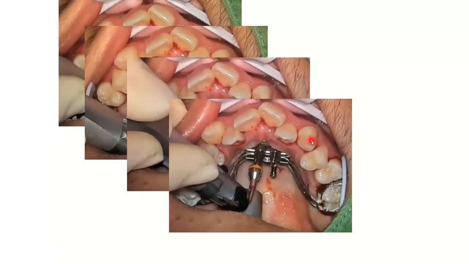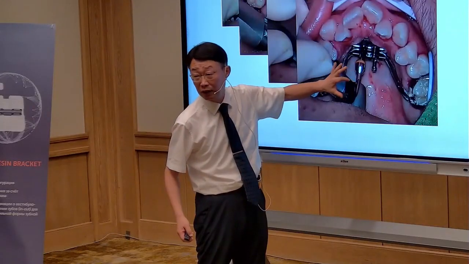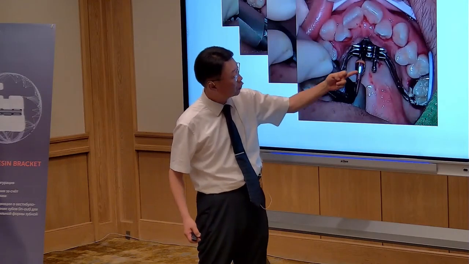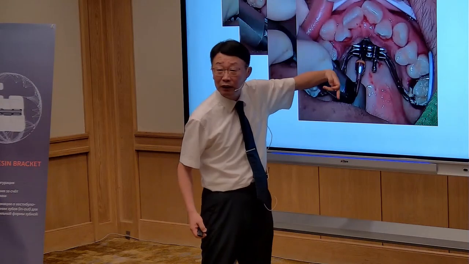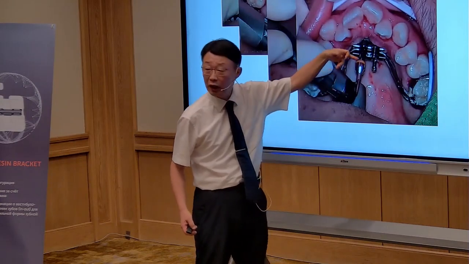As I showed you yesterday, for every middle palatal insertion of the mini screw, you need a little bit longer shaft, because if you use a short shaft, the teeth cannot go further anymore.